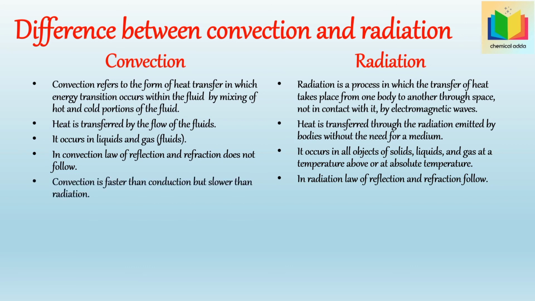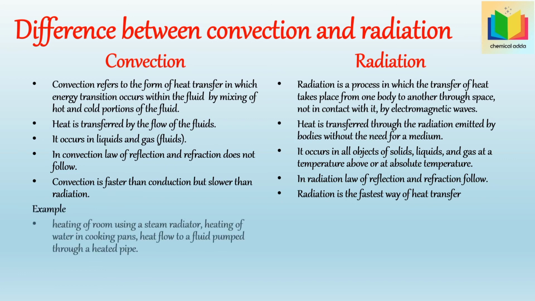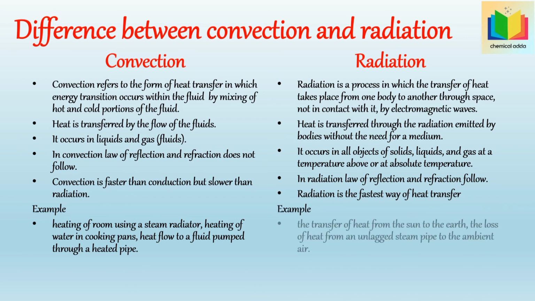Convection is faster than conduction, but slower than radiation. And radiation is the fastest way of heat transfer. Examples of convection are heating of a room using a steam radiator, heating of water in cooking pans, and heat flow to a fluid pumped through a heated pipe. Examples of radiation are the transfer of heat from the sun to the earth, and the loss of heat from an insulated steam pipe to the ambient air.